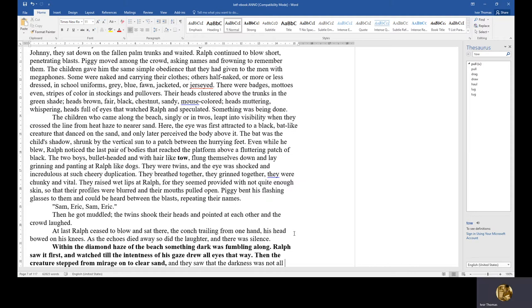Then the creature stepped from mirage onto clear sand.